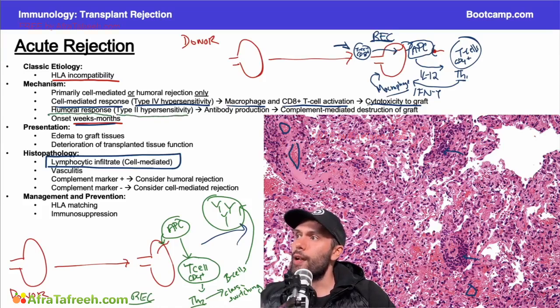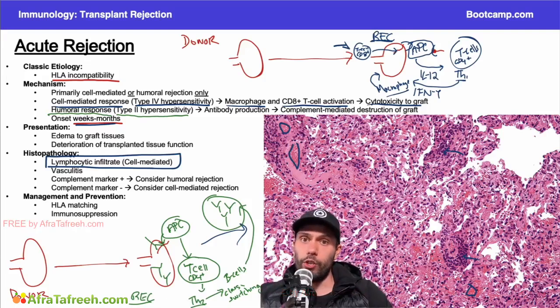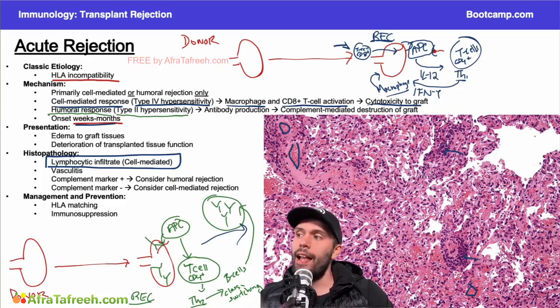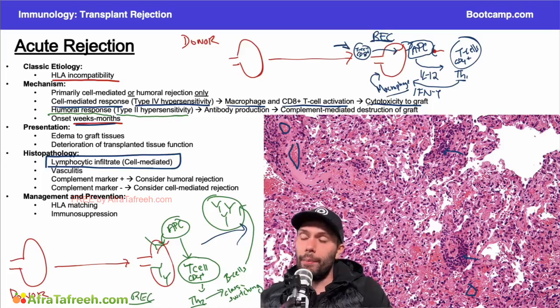A humoral response is going to be more consistent with a type 2 hypersensitivity. Why is that? Well, because we're making these antibodies. Where are these antibodies going to bind? They're going to bind right to these antigens on the graft. So similar in some ways to the hyperacute rejection, where we had preformed antibodies that bound to the graft. In this case, the difference is the antibodies are not preformed. We're going to have to take some time to form these antibodies and then have them bind to the graft because of potentially some HLA incompatibility or mismatch.